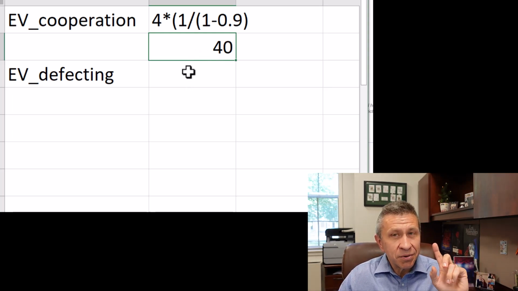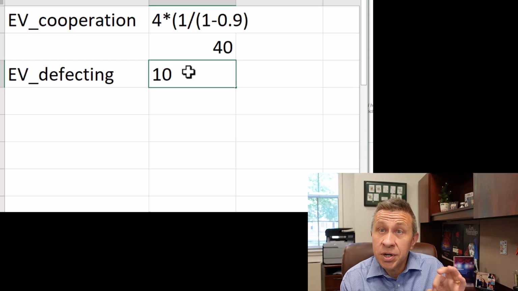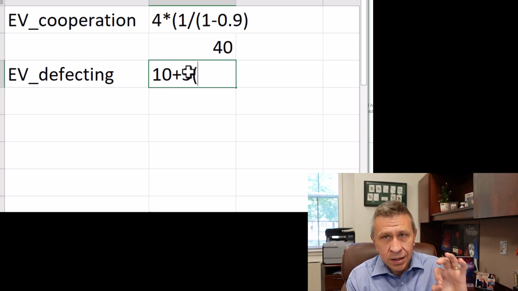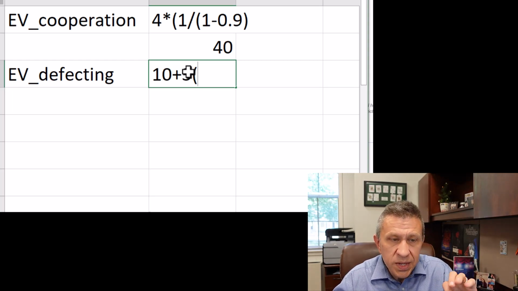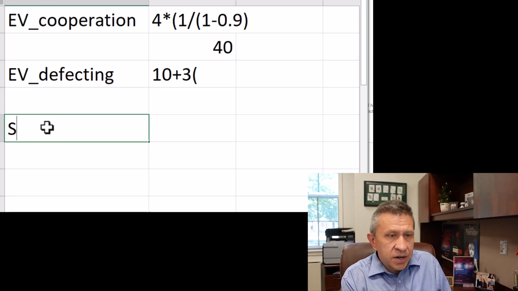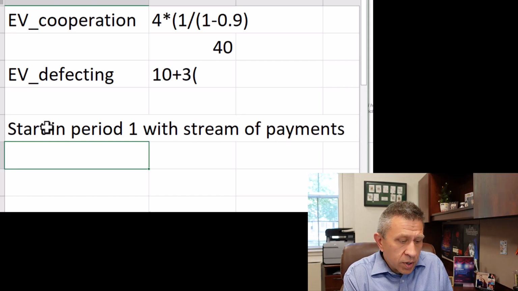What about defecting? Now, defecting is a little bit different. A couple of notes. If you defect, you get a payoff of 10 in the first period and 3 in every other period. So you get a payoff of 10 plus 3. There's a wrinkle that we have to throw in here. If you start in period 1, it's no longer 1 over 1 minus delta. It's a very important note. If you start in period 1 with a stream of income, so the next period, what you're dealing with is delta over 1 minus delta.